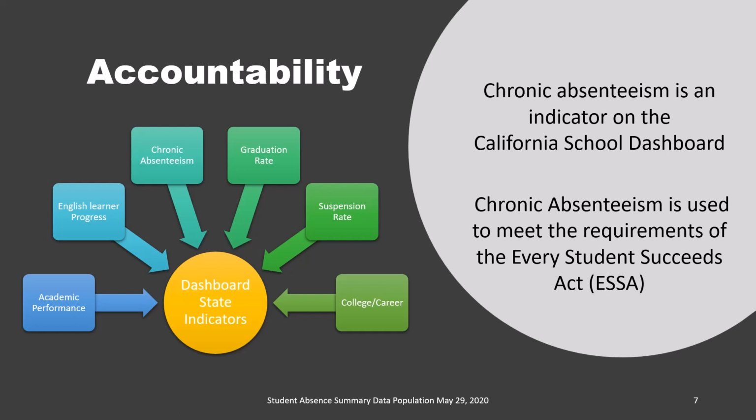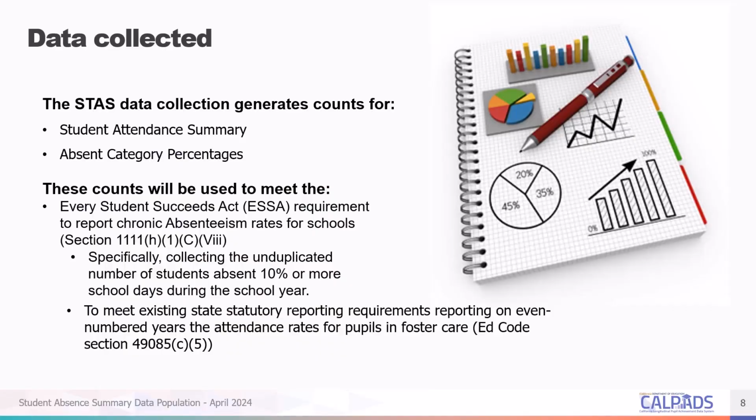The data for chronic absenteeism is pulled directly from the student absence summary file type, and for this reason, student absence summaries are considered high-profile records. In addition to the collection of absence data, CalPADS will also calculate cumulative enrollment for each school. The cumulative enrollment counts will come from the student's enrollment or SENR data in CalPADS for the academic year. There are two types of cumulative enrollment, which we will discuss later in this training.